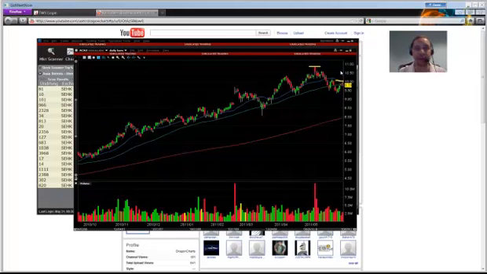So this is a stock for our students in the Hong Kong market. This is a stock that we like and we're looking at for potential buy entry in tomorrow's session.